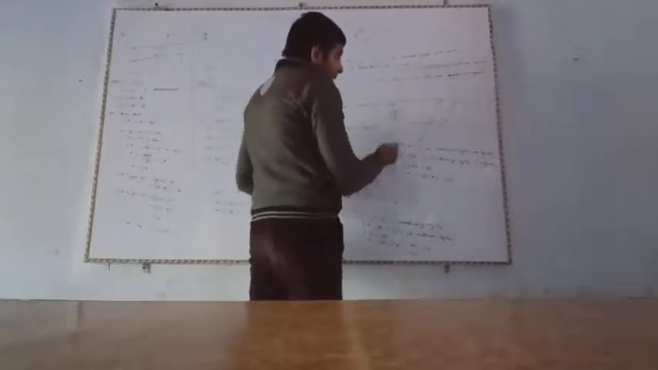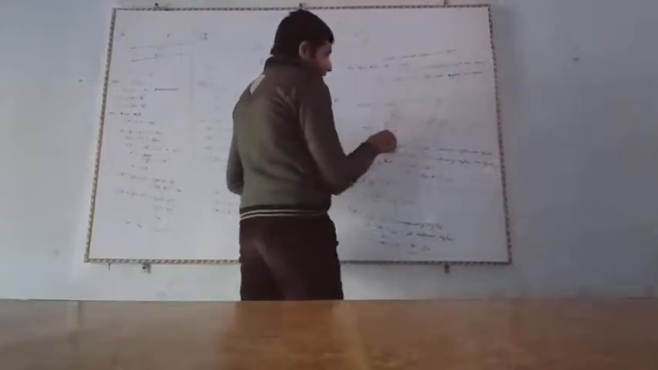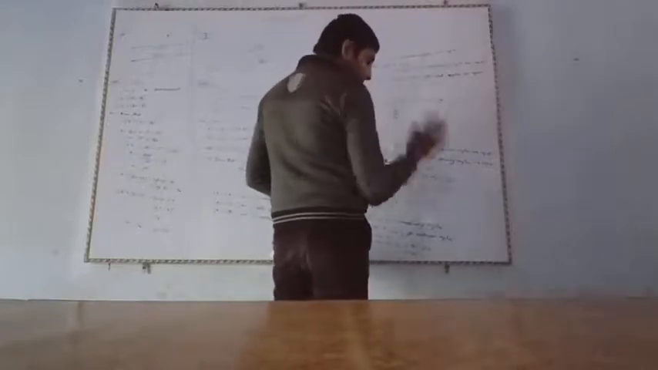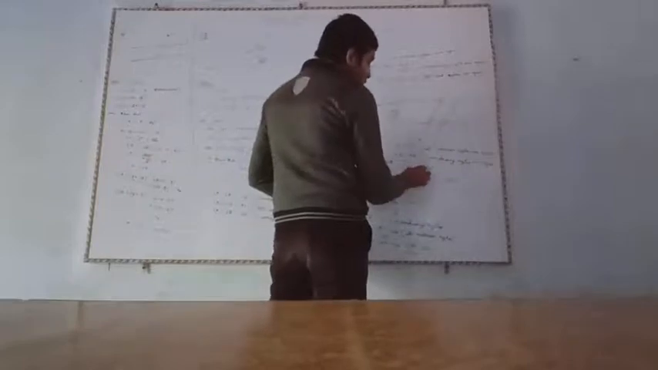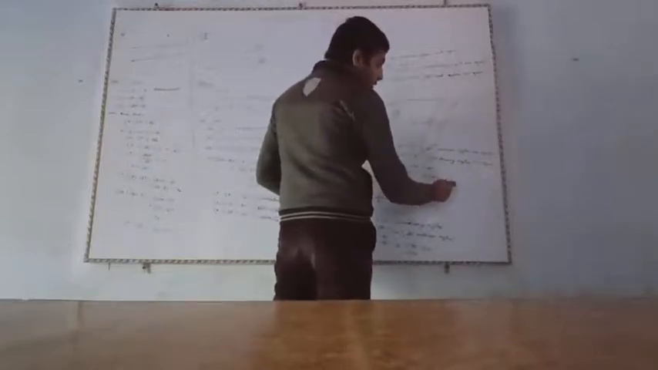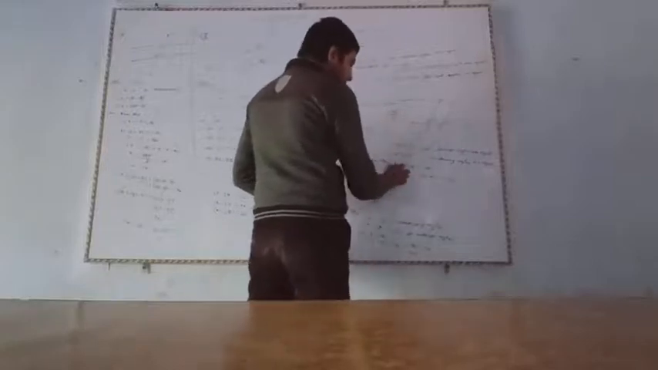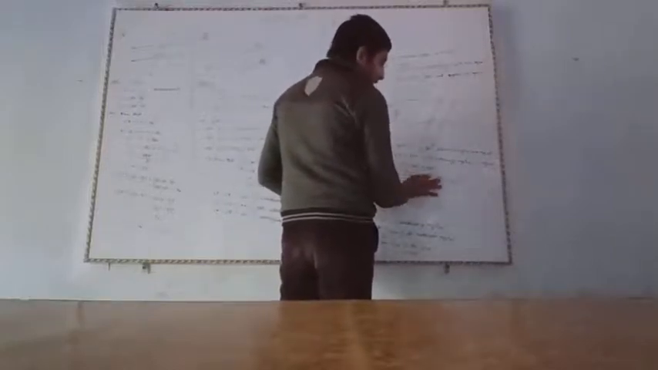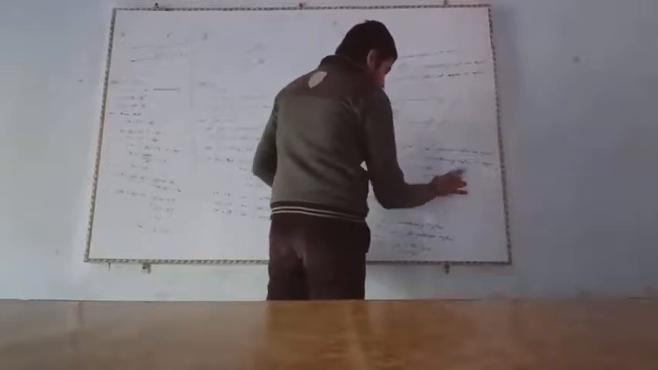We know that angle x plus 40 degrees is equal to 180 degrees because of linear pair angles. So angle x is equal to 180 minus 40, by transposing, is equal to 140 degrees. This is the value of angle x. The value of angle x is 140 degrees.